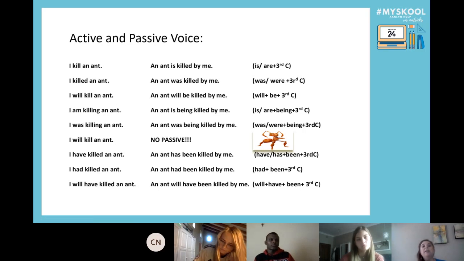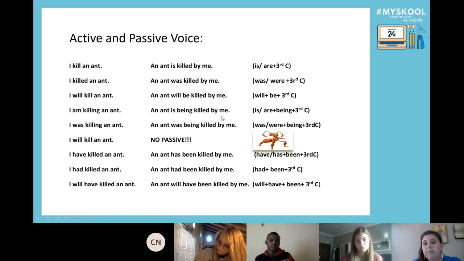Okay, now let's have a look at the next sentences because we are going to do them now as well in the next slide. I am killing an ant. These three sentences are in the continuous tense. Present, past, and future continuous tense. I am killing an ant becomes an ant is being killed by me. You have to go somewhere with that ing. Okay. So in the passive voice, you add being.